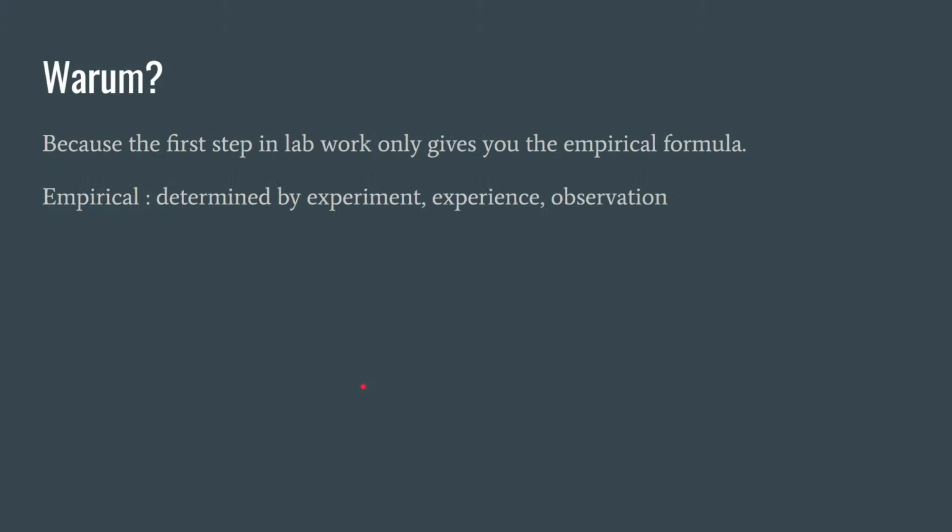Now, why would we do this? Well, it's because the first step in lab work doesn't give you the molecular formula right away. It only gives you the empirical formula. It only gives you that ratio. Now, empirical means determined by experience or observation. So we call it the empirical formula because this is the first bit of information we find.